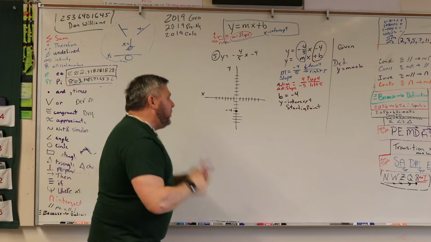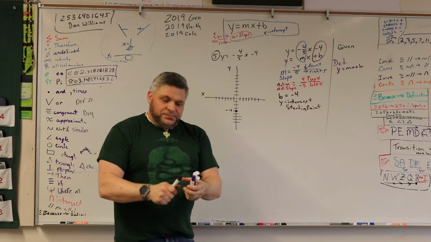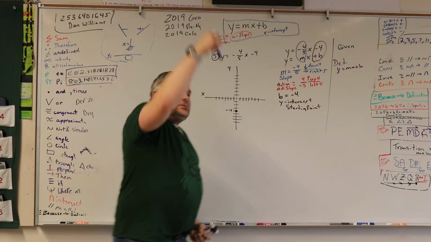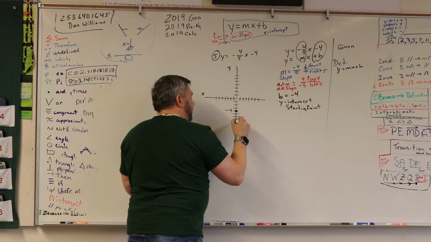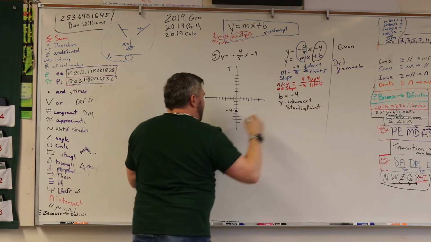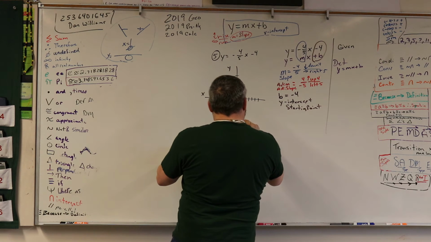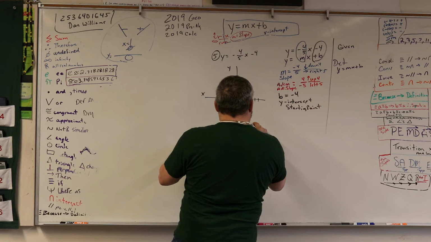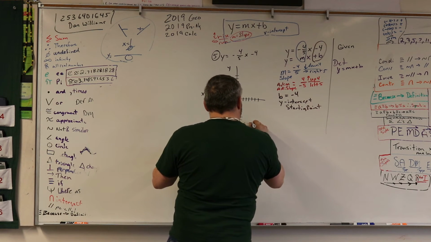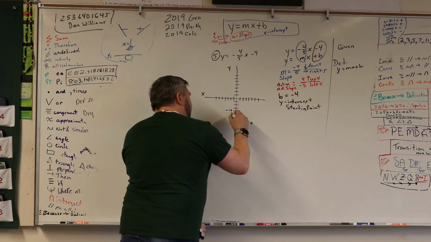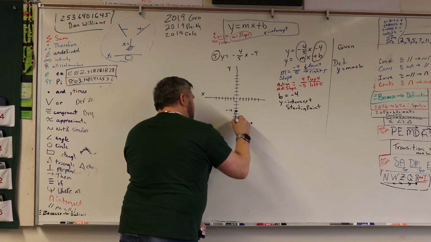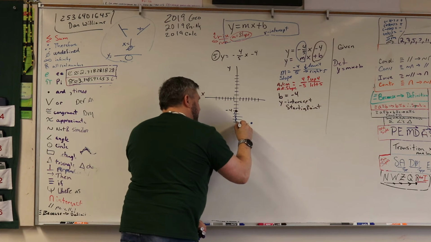And from that point, I'm going to do the blue one. I'm going to go down 4: 1, 2, 3, 4, and right 5: 1, 2, 3, 4, 5. And this is my point. So I went down 4 and right 5.